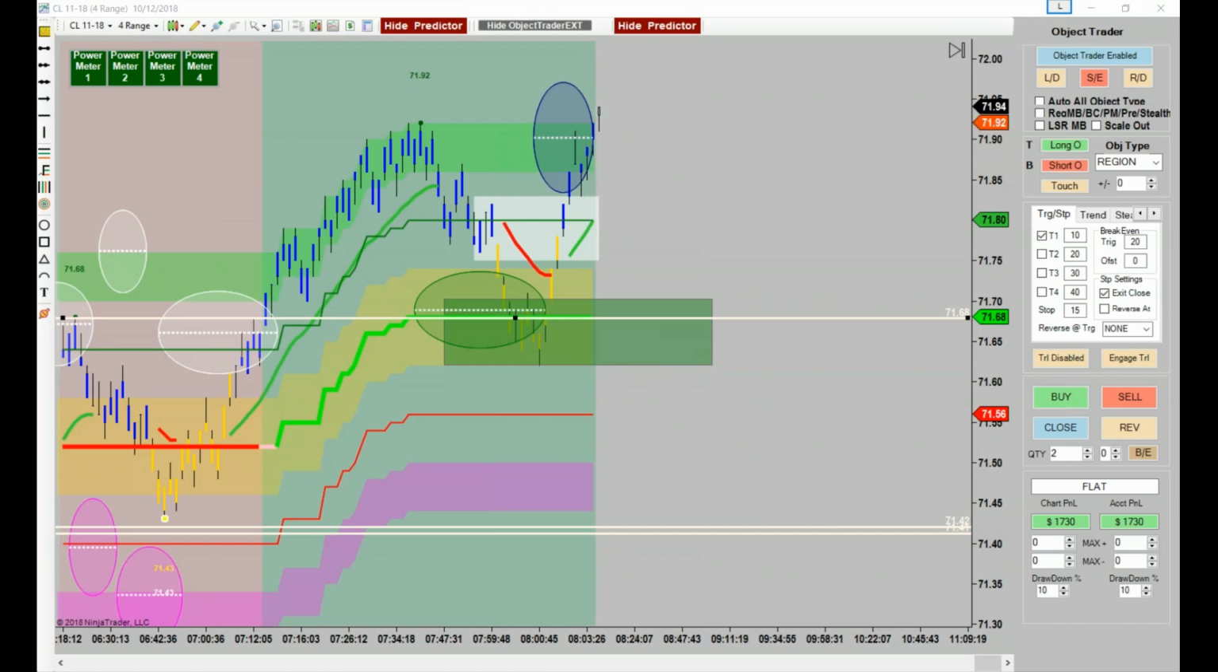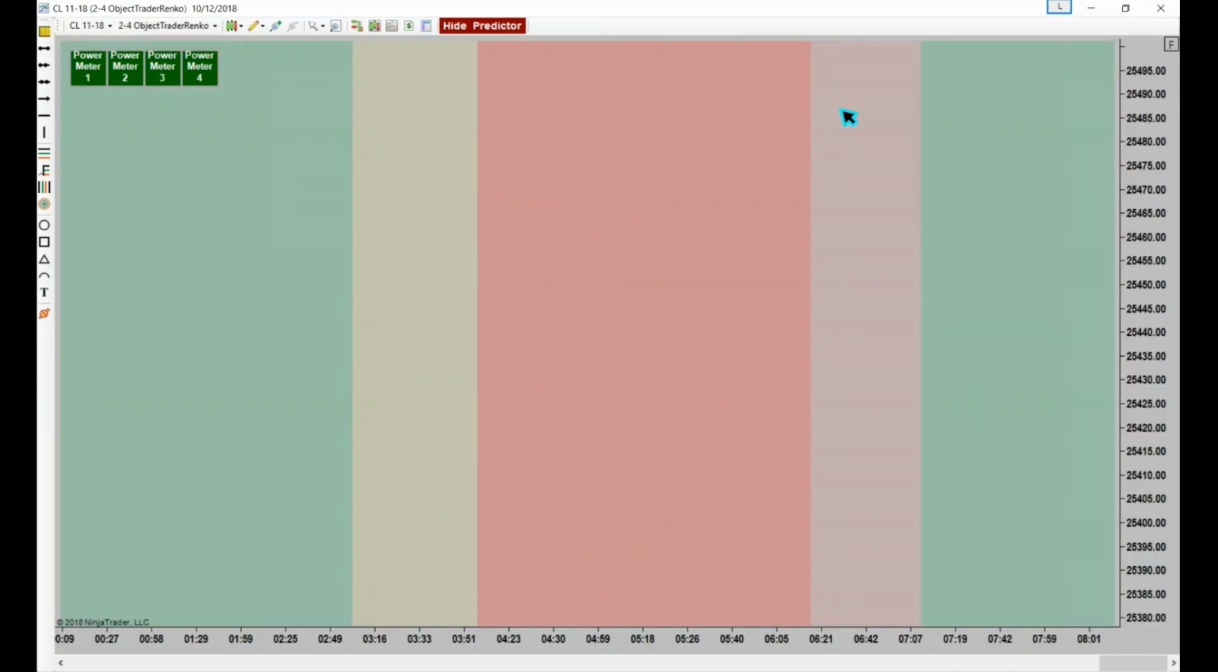Let me show Michael was asking about like Renko bars. Okay, here's Renko bars right here.